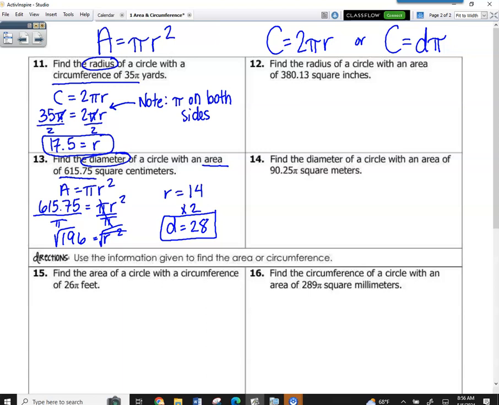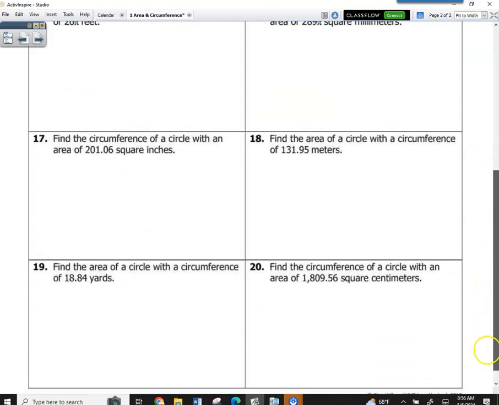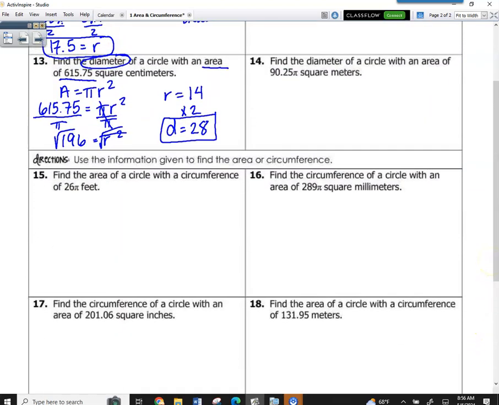All right, let's go to 15. 15 through 20 is the exact same thing, finding something working backwards. The difference is you're not stopping at radius or diameter. You're actually taking it and you're plugging it into the other formula, okay? So it's just an additional step. All right, so let's don't confuse the two formulas because they're both going to be involved on all of these problems. Write the one you know, then write the one you need.